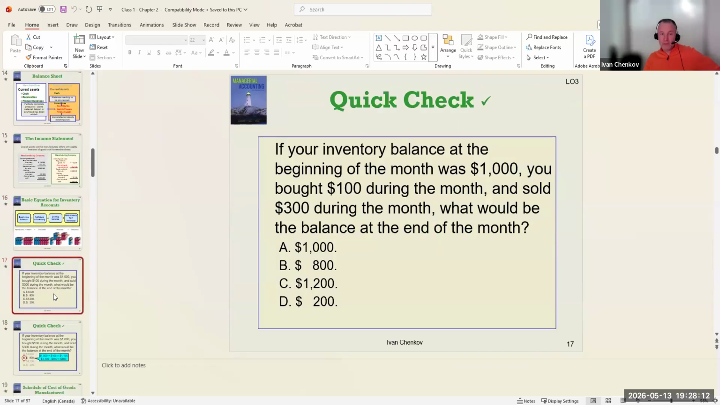And now we are ready to do the calculation. So let's see this company that's merchandising. Obviously, if they have inventory, no questions about it, we're dealing with the inventory. So here, the inventory beginning balance was 1,000. They purchased 100. They sold 300. How much is left at the end of the month?